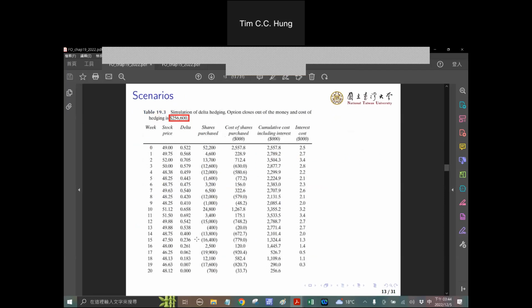So now let's make another hypothesis. Let's assume a different price route, a different price path. So again, we begin in week 0 where the stock price was $49. The delta value is 0.522. At week 0, we purchased 52,200 shares. I didn't really mention this column, but we also consider the interest cost of the money that we spent.